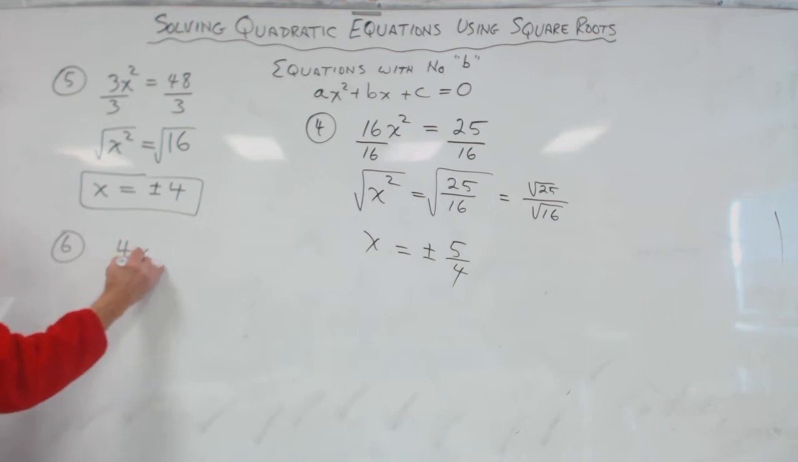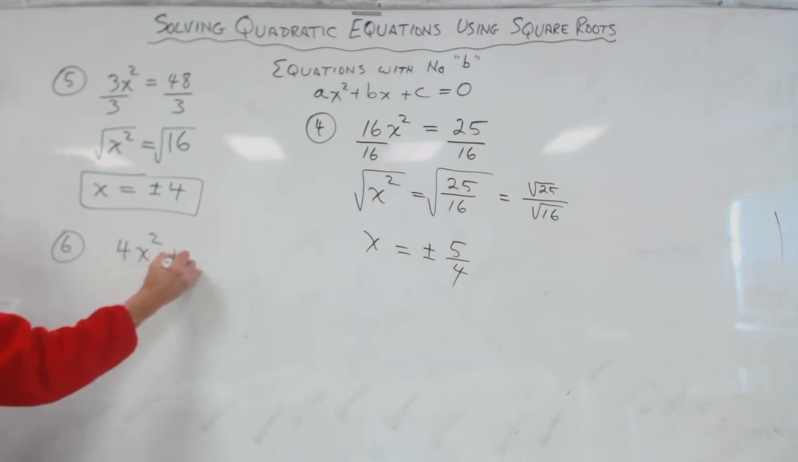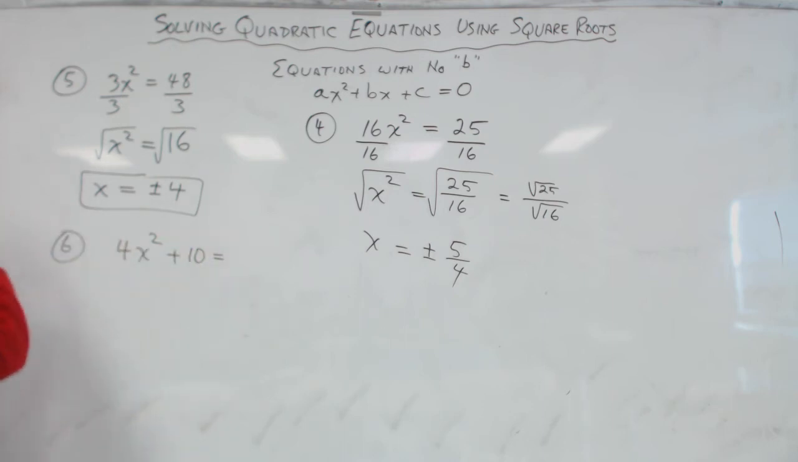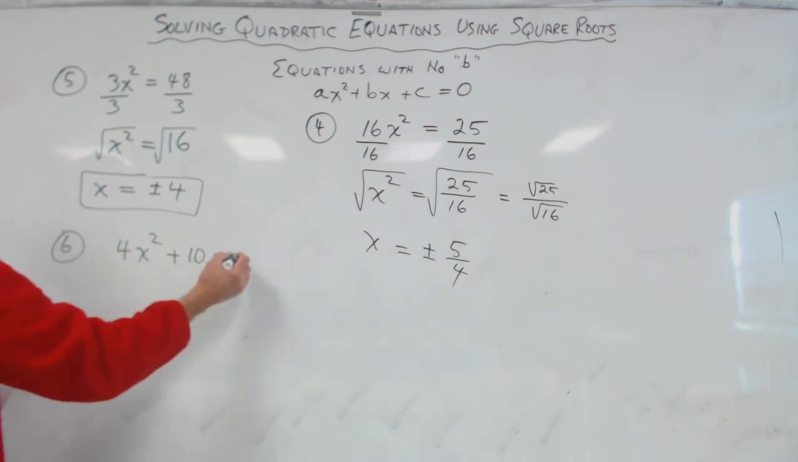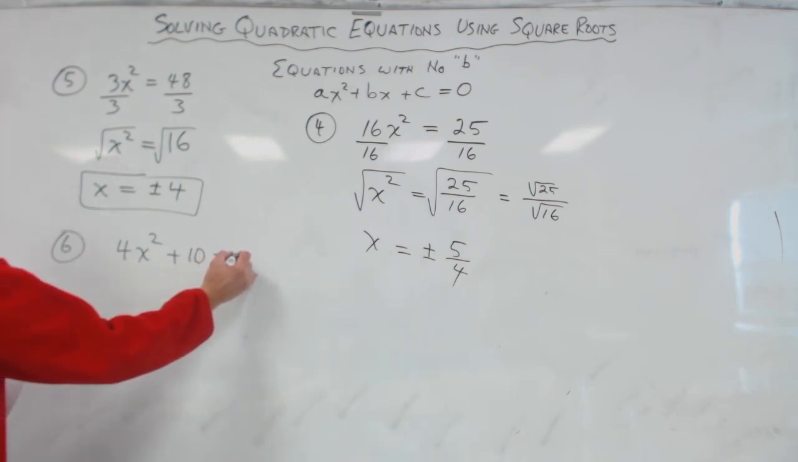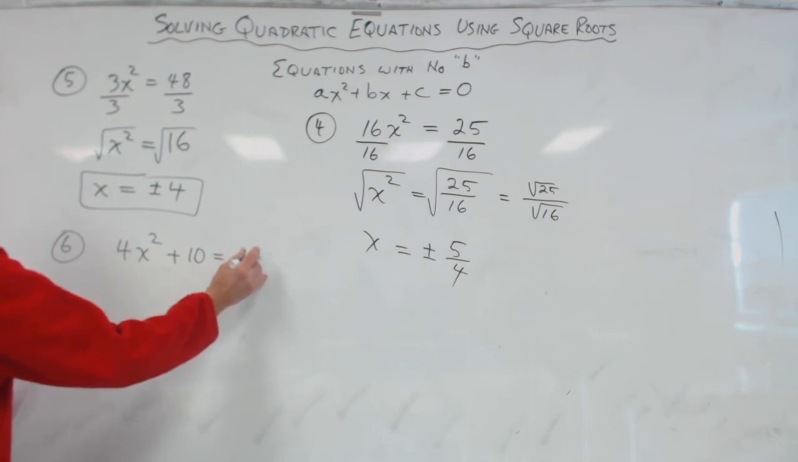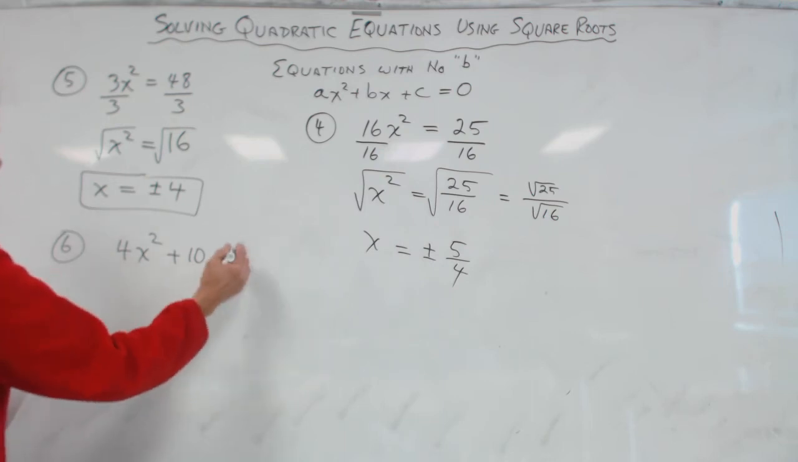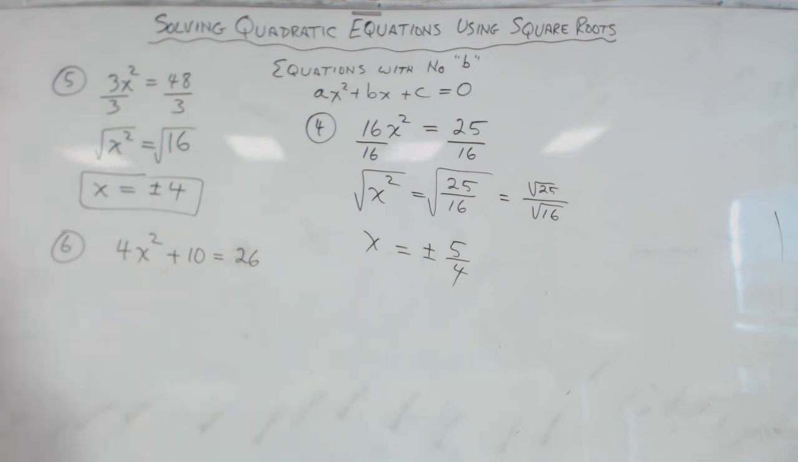4x squared plus 10 equals 26. Okay, well you do minus 10, right? Minus 10. Can you just square it?